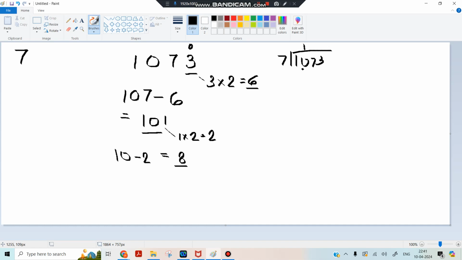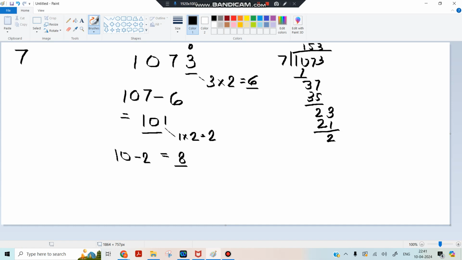7 times 1 is 7, remainder is 3, 37. 7 times 5 is 35, remainder 2, and 3 comes down, 23. So 7 3s are 21 and the remainder is 2. So we see that this number is not divisible.